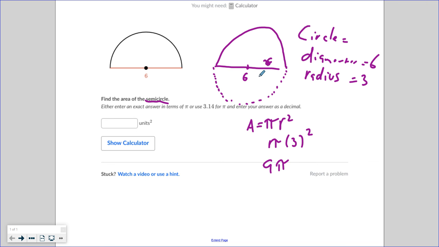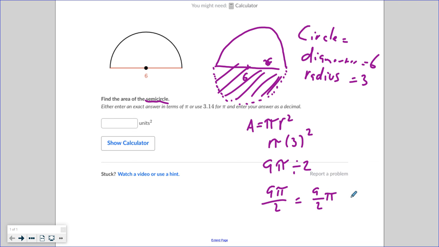But the deal is, by finding the area of the circle, we are overcounting this piece, right? That piece is not here, right? So what we need to do is, well, this is half of the area of this full circle, so 9 pi over 2, or divided by 2. We have to divide by 2 here because we have half a circle, is 9 pi over 2, or you can think of that as 9 over 2 times pi, or you can think about that as 4.5 times pi.